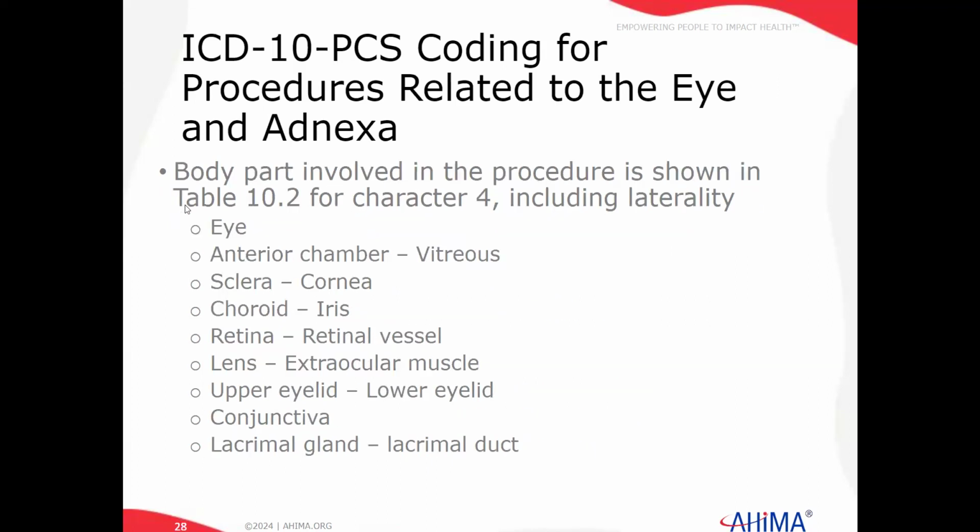The body part involved is not merely just the eye, it's exactly where in the eye. And sometimes for people that are a little rusty on their anatomy and physiology and the terms of the eye, this can be confusing. Table 10.2 will describe this, and there's also a diagram in the code book as well. So you can dial in on whether it's the sclera, the cornea, the lens, the iris, the retina, or the retinal vessel, and so on.